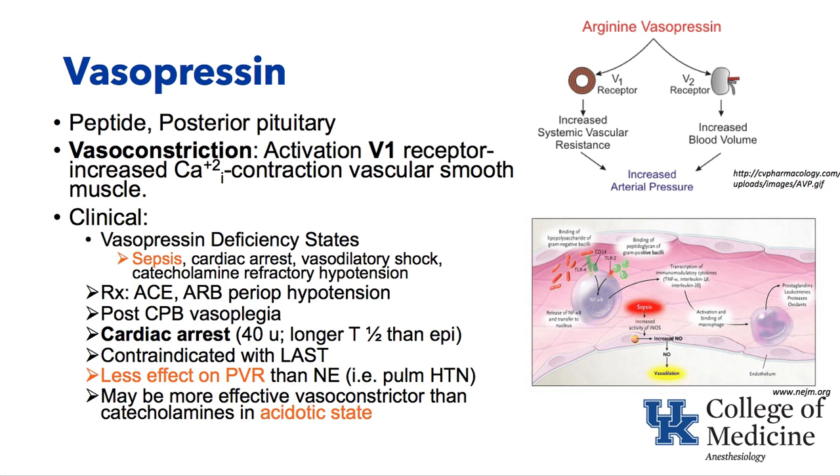And when a patient is acidotic, let's say their pH is down quite low and you need vasoconstriction, vasopressin may be more effective than catecholamines in this scenario.